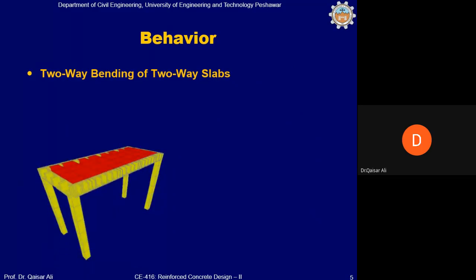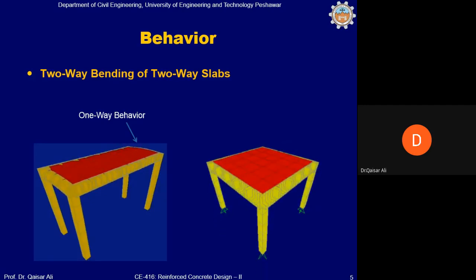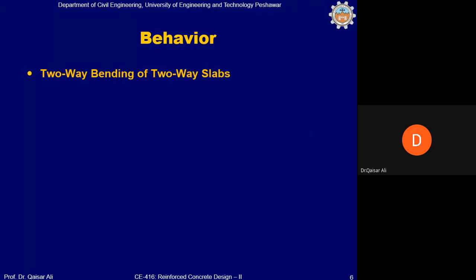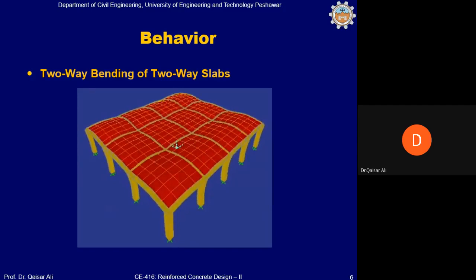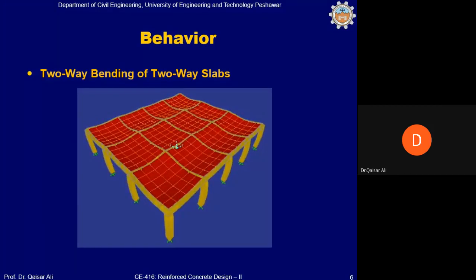This is the behavior of one-way slab system and two-way slab system. In one-way slab system, primarily the bending will be in one direction, that is along the shorter direction, and in two-way slab system, the bending will be along both directions, bending in a cup shape. This is the floor system which you have seen on slide 4. You can see in all panels, bending is primarily in both directions. Also, the positive bending in the exterior panels is greater than the positive bending at the interior panel.